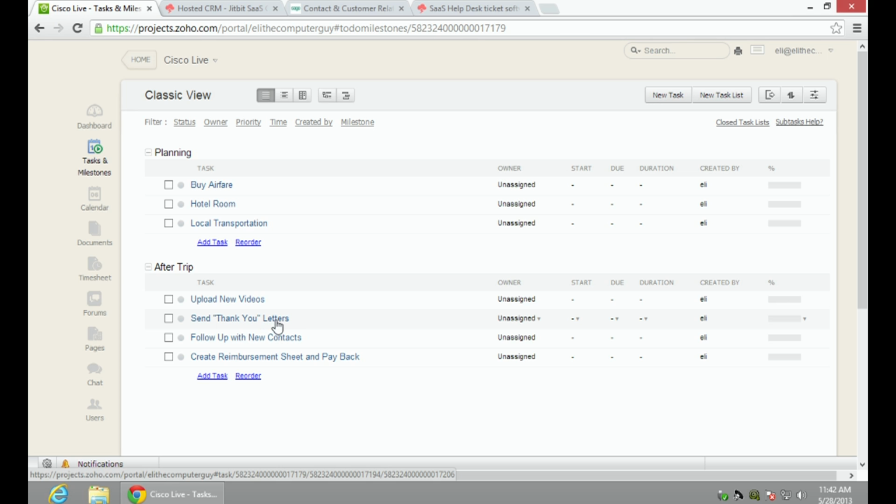Send thank you letters. So anybody that I met at the event that has special appreciation, that's an actual task to make sure I do it. Follow up with the new contact. So again, when I went to Interop, I met a lot of interesting people. I met about 15 or 20 interesting people. So make sure I continue to follow up with them and don't lose that contact.